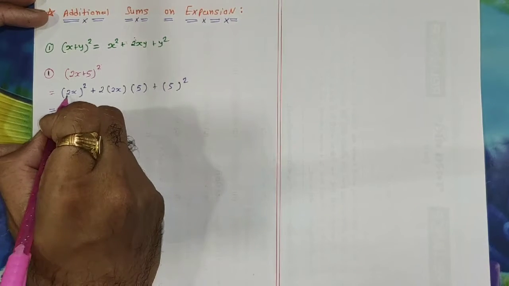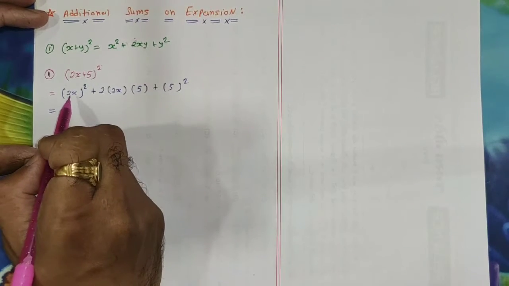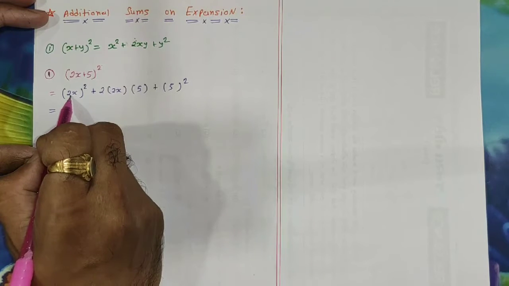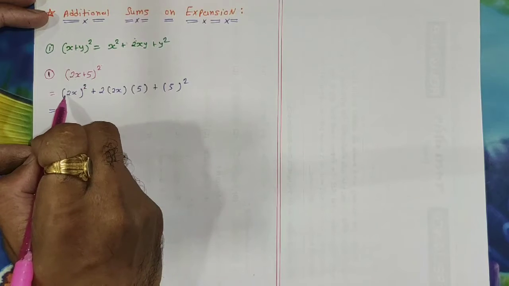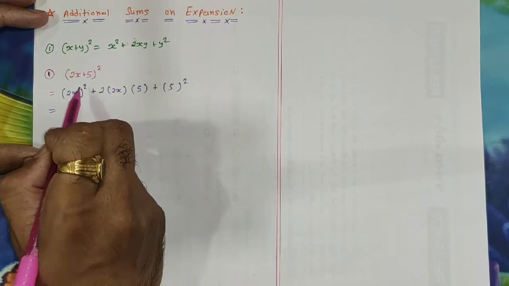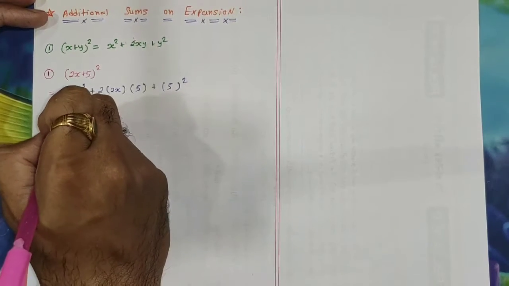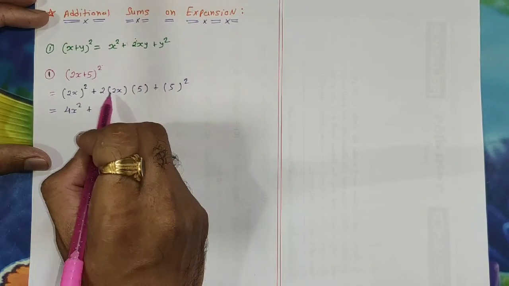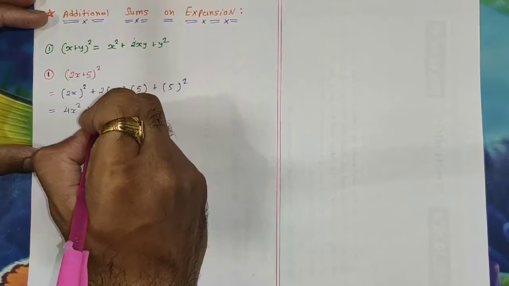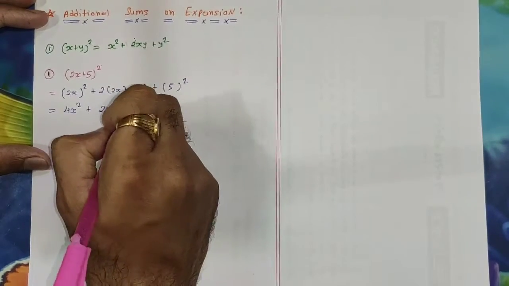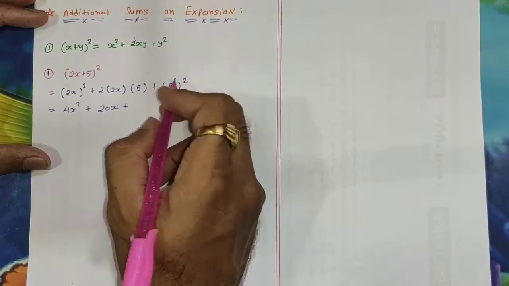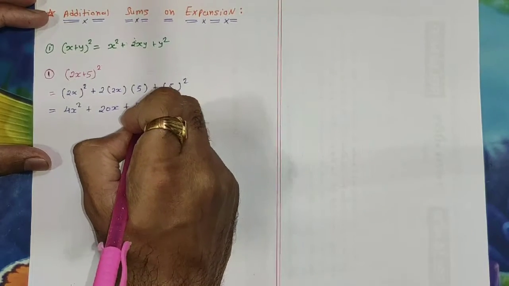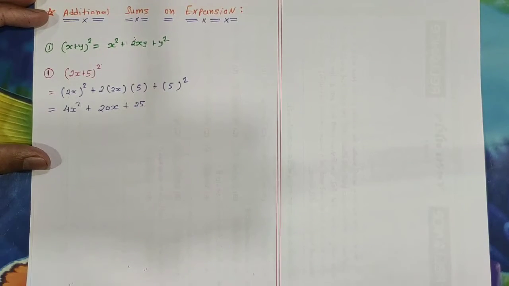Now simplify it. (2x) square: 2x means 2 into x, multiplication, so you perform the square of both terms. 2 square is 4 and x square is x square, so this is 4x square. Clear? Now the multiplication: 2 2s are 4, 4 5s are 20, into x, so it's 20x, plus 5 square, which is 25. This is how you can perform the expansion of a binomial by using the identity.